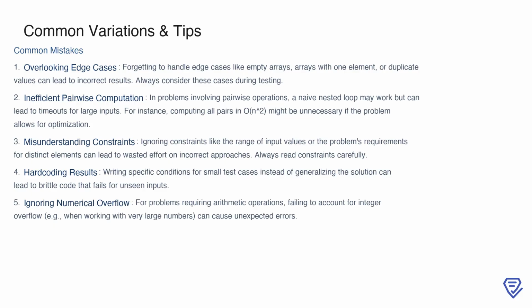Hard-coding results is another pitfall. While it may work for specific test cases, it often leads to code that fails on unseen inputs because it isn't generalized. Finally, ignoring numerical overflow, especially when working with very large numbers, can result in unexpected errors, particularly when performing arithmetic operations. Always keep these common pitfalls in mind to ensure your solution is robust and efficient.